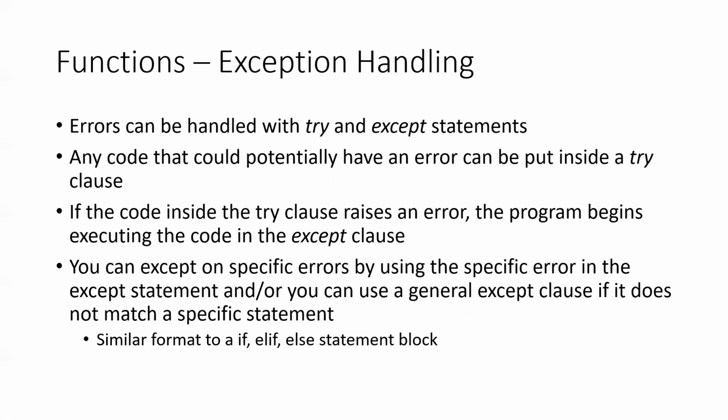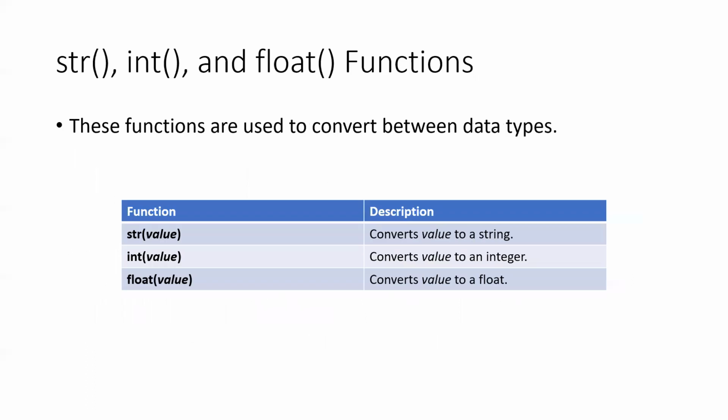When we're dealing with functions, errors can be handled with try and except statements. Any code that could potentially have an error should be put inside of a try clause. If the code inside of a try clause raises an error, the program begins executing the code wherever the except clause begins. You can catch specific errors by using the name of that specific error in the except statement, or you can just use a general except clause that does not match a specific error.